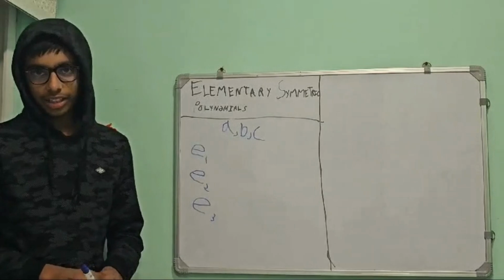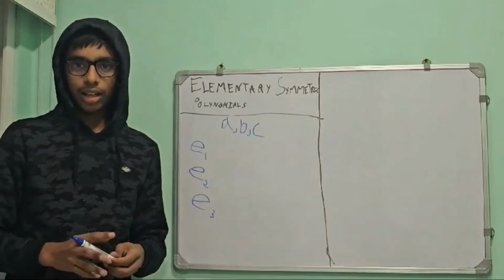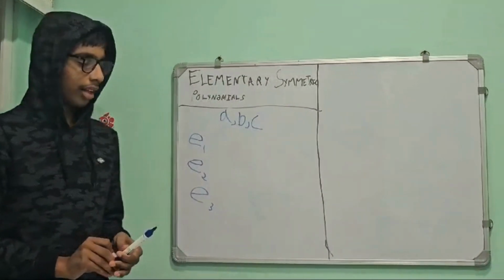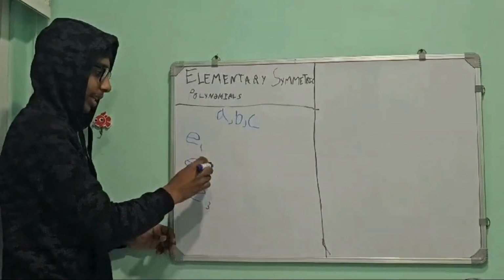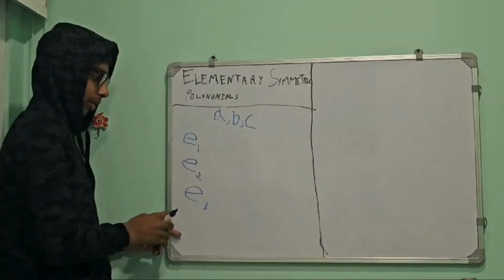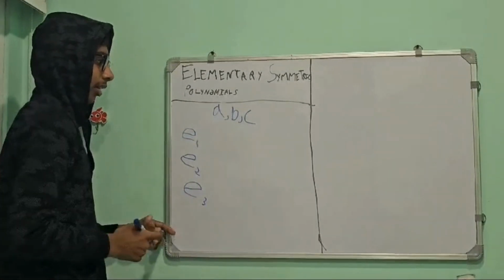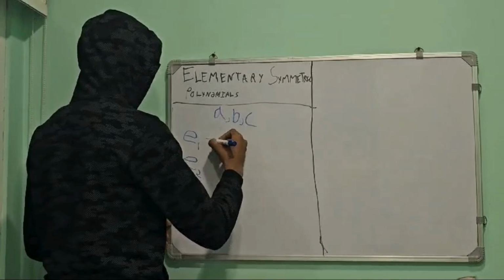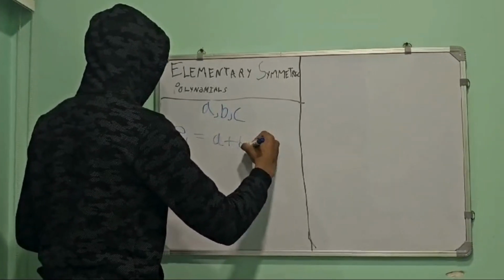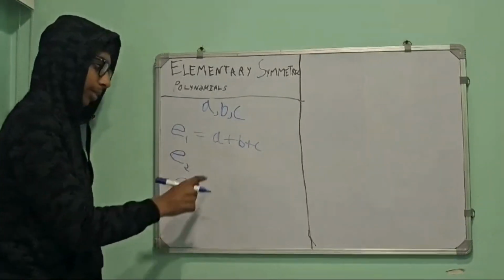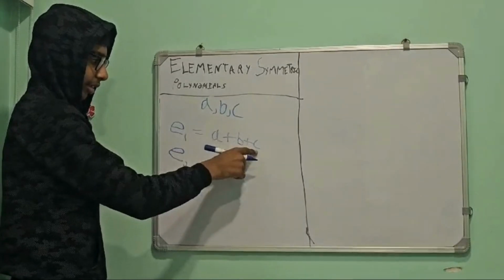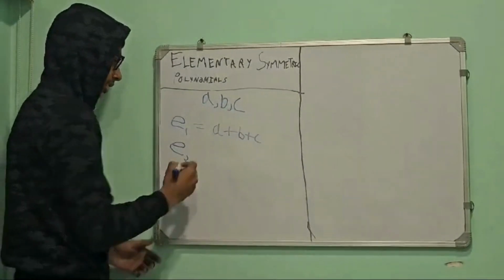An elementary symmetric polynomial is basically the sum of products of n combinations of the variables. So for example, elementary symmetric polynomial 1 will be the sum of all possible combinations of one variable. So that will just simply be a plus b plus c, because we can choose one variable in three ways: just a, just b and just c, and we are adding them all up.